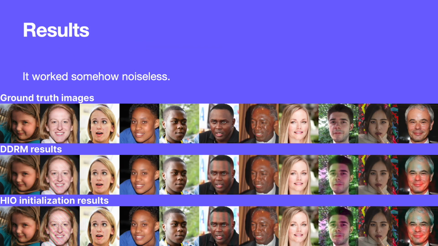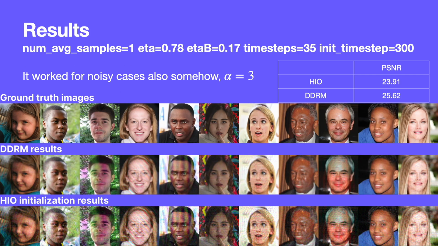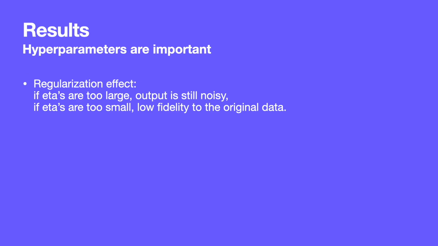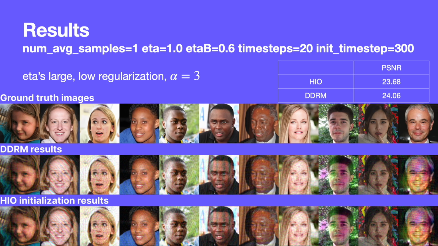And here are some of my results. As you can see, it's better than HIO, both visually and metrically, as PSNR values are also better. As you can see, I tried different parameters, and I observed that hyperparameter selection is very important, since they actually regularize the solution. If the eta value is too large, we have low regularization, and the output is still too noisy. It still has some artifacts.